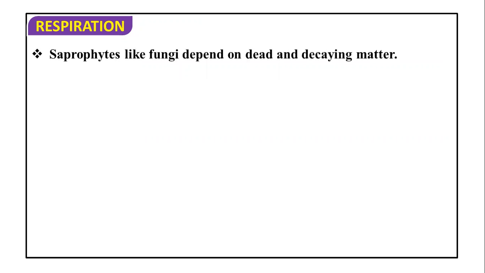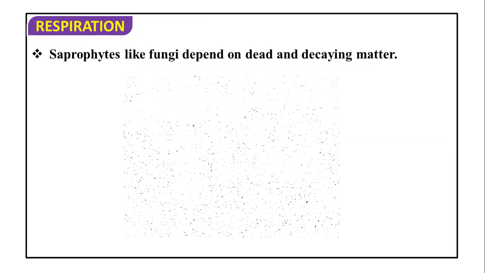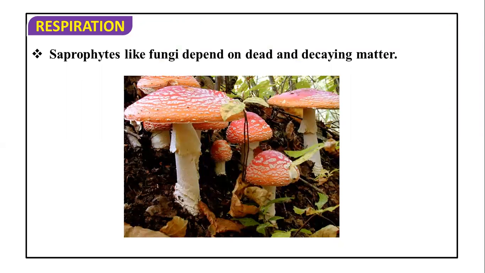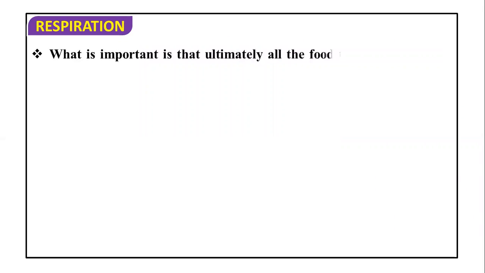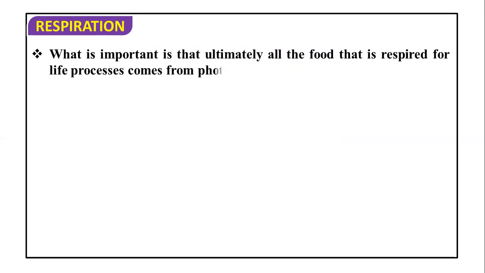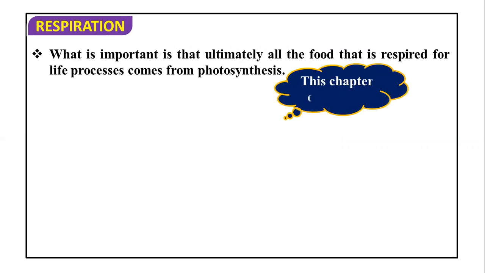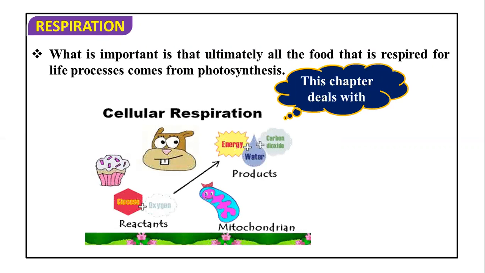Saprophytes like fungi depend on dead and organic matter. They are also heterotrophs. So this is the mushroom, which is one type of fungus acting as a saprophyte. What is important is that ultimately all the food required for life processes comes from photosynthesis. This chapter leads to cellular respiration, and the food which we get in cellular respiration comes from the plant. Because of this, we are mainly dependent on it.